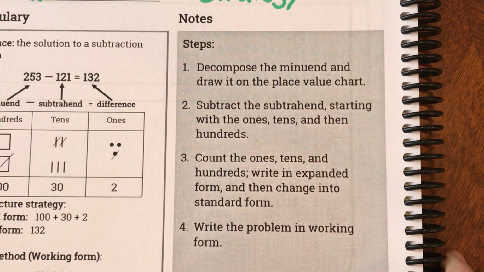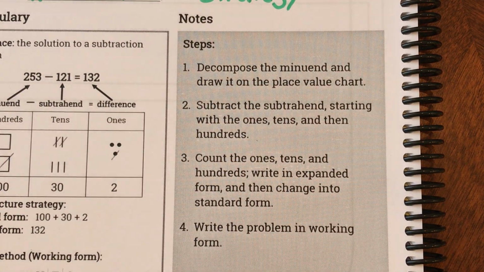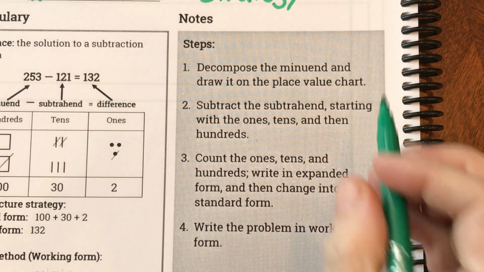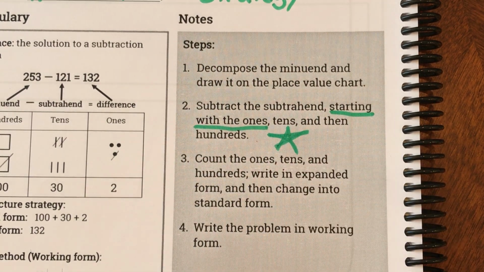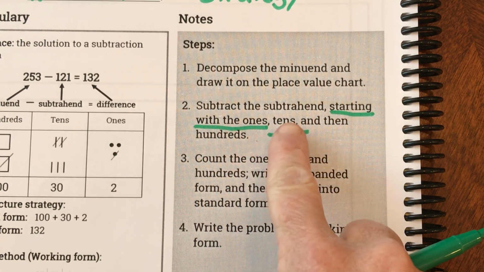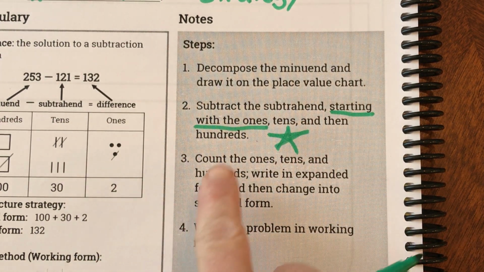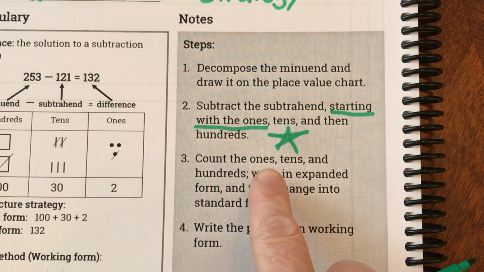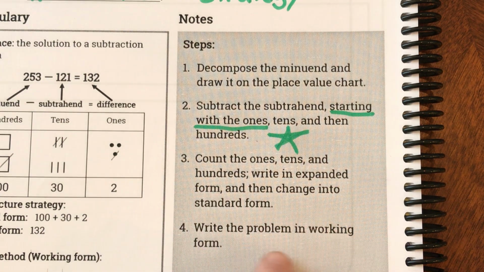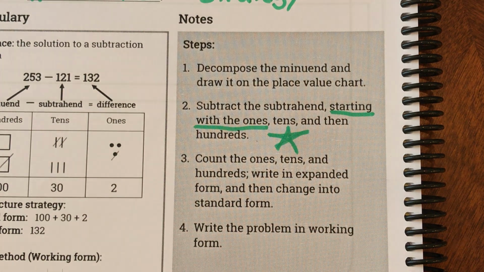Okay, so let's look at our steps here. It says we're going to decompose the minuend and draw it on the place value chart. Then we're going to subtract the subtrahend starting with the ones. Boys and girls, that's really important. When we subtract and add, we always start with the ones column. Then we're going to do the tens and then the hundreds. And then we're going to count the ones, tens, and hundreds. So we're going to see what's left. We're going to write it in expanded form and then change it into standard form. And then we're going to write it into working form. Okay, so I'm going to show you these steps and what these look like.